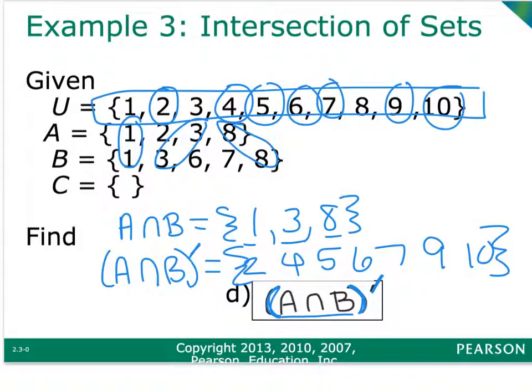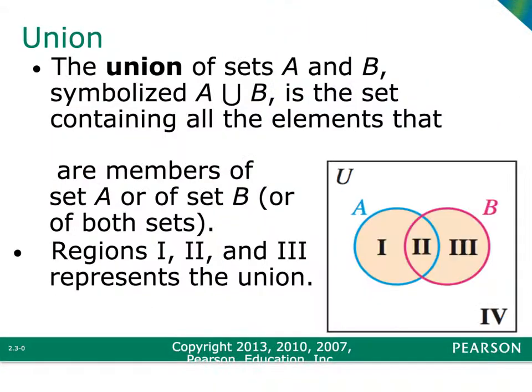So you have calculated the intersection of A and B and then found the complement. Okay, the other word that they're going to use besides intersection is the word union. Now notice that the union symbol looks like a little U, no tails or anything like that.